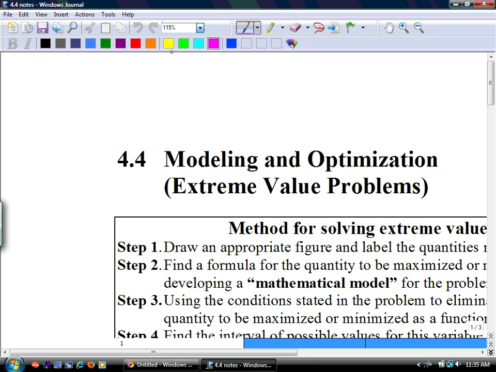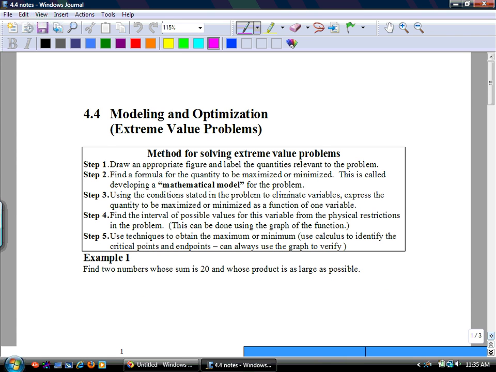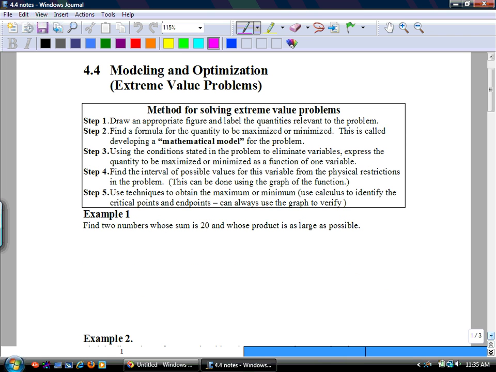For some of these, we're just going to get to the point where we can solve them and say, okay, we know what we're supposed to do. Very rote kind of process there. Step 1, draw an appropriate figure and label the quantities relevant. Step 2, find a formula that needs to be maximized or minimized. This is called the mathematical model. Step 3, using conditions stated in the problem to eliminate variables, express the quantity to be maximized or minimized as a function of only one variable. Step 4, find the interval of possible values. This is the domain. Step 5, take the derivative.